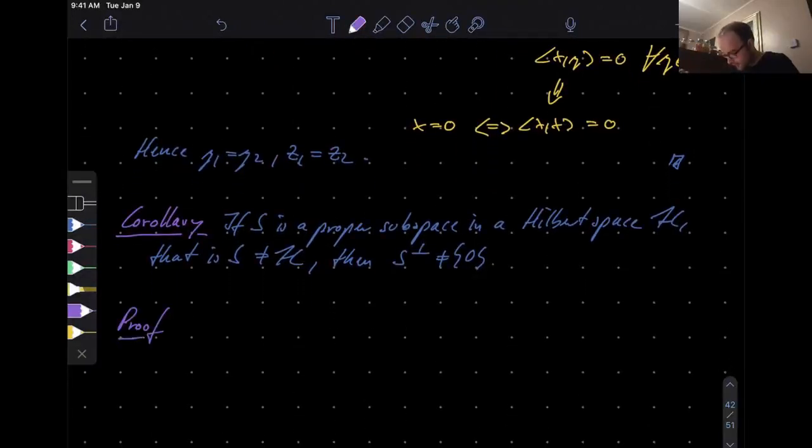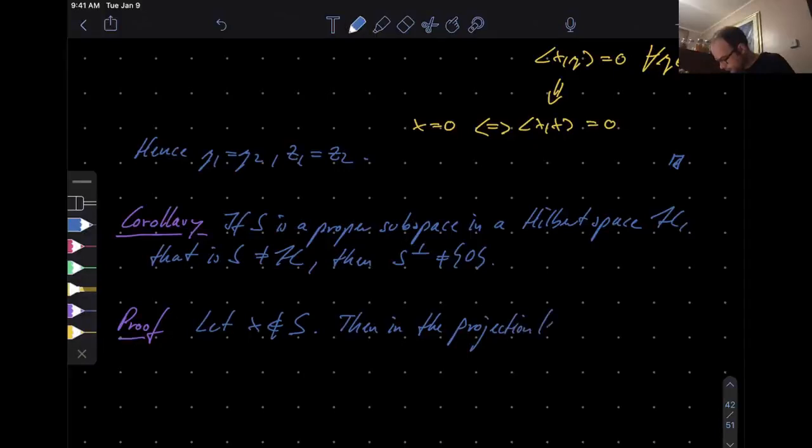Okay, how to do this? Well, that's a consequence of the projection lemma. So if S is a proper subspace of a Hilbert space, then I can find a vector in the Hilbert space which is not in S, right? That's what proper means after all. Yeah, but then in the projection lemma, we must have that z is different from 0, right?